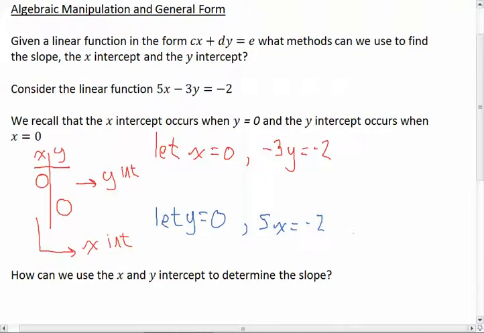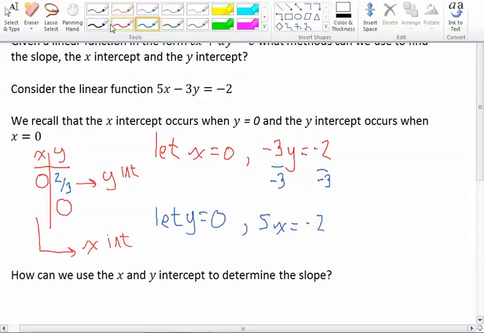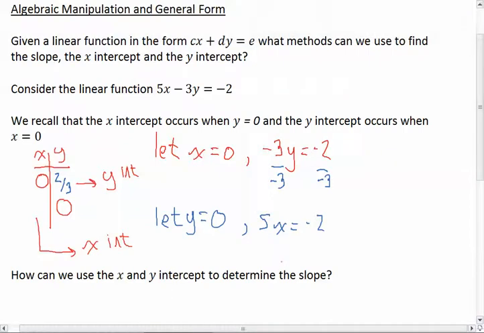All right, so let's take a look here. When x is equal to 0, we get the equation negative 3y is equal to negative 2. So what we have to do to both sides is divide both sides by negative 3. So that gives us a y-intercept of positive 2 over 3. That's all you've got to do.